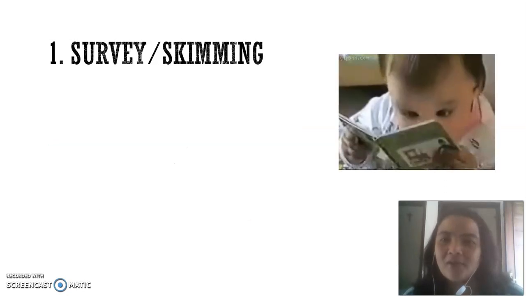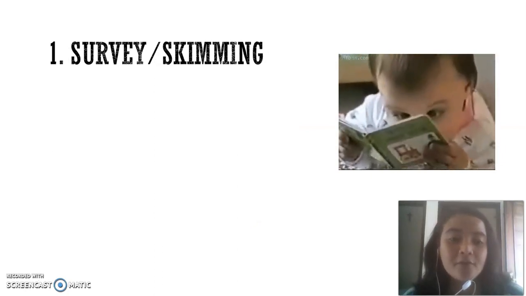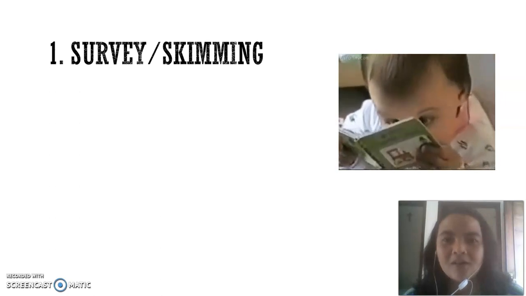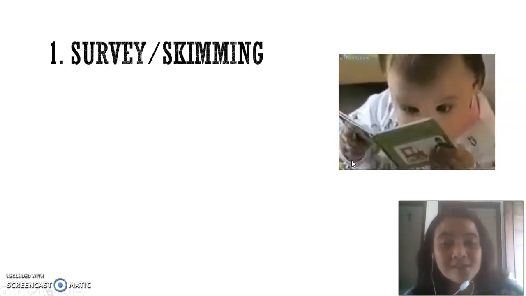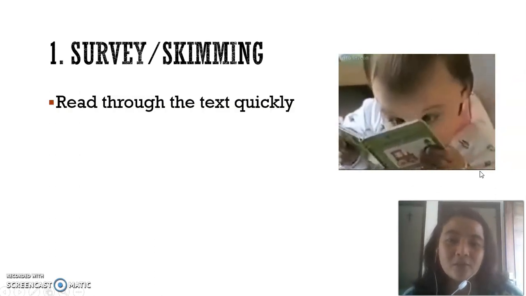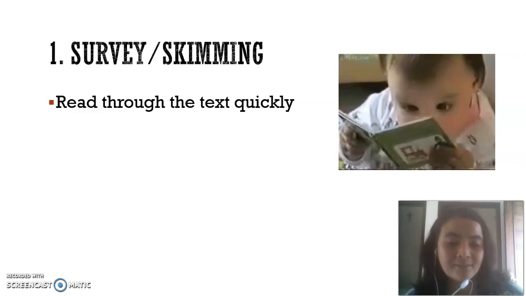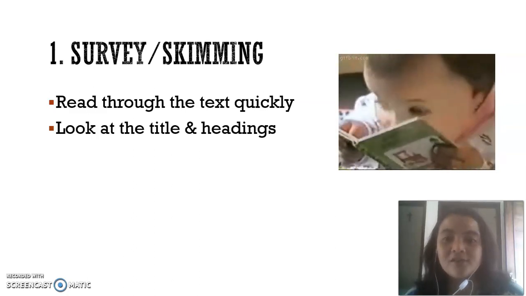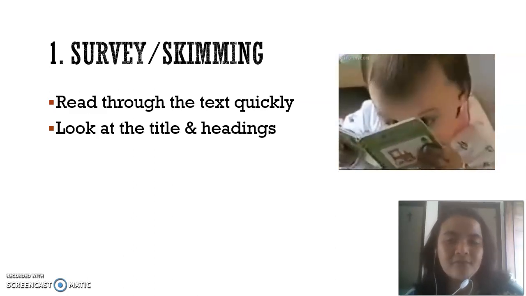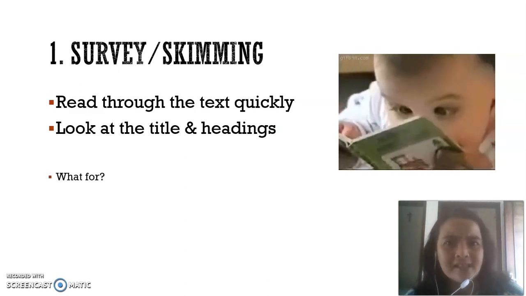Right, now let's move on to every step of SQ3R. The first step is to survey or to do skimming, just like what this baby is doing. Do you still remember what skimming is? So skimming is reading through the text quickly. So you just look at the title, the images available in the text, if any, and also the headings available in the text.